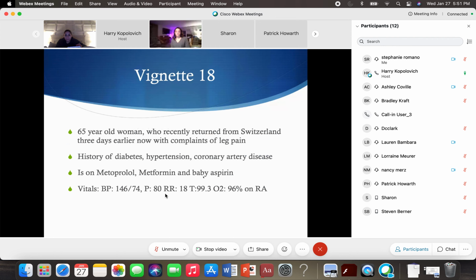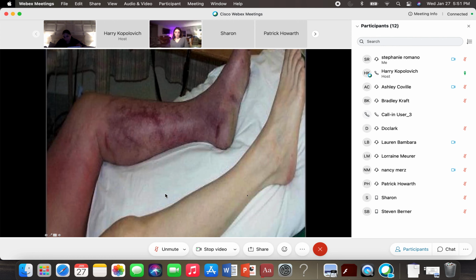Case 18. We've got a 65-year-old woman who recently returned from Switzerland 3 days earlier, who now comes in with complaints of leg pain. She has a history of diabetes, hypertension, coronary artery disease, and is currently on metoprolol, metformin, and baby aspirin. Her vital signs: she has maybe a low-grade temp, that's probably oral, maybe a little hypoxic, but probably within the normal range on room air. And we see this on exam. Actually, I think you and I might have had a patient like this recently. Does anyone know what this is?